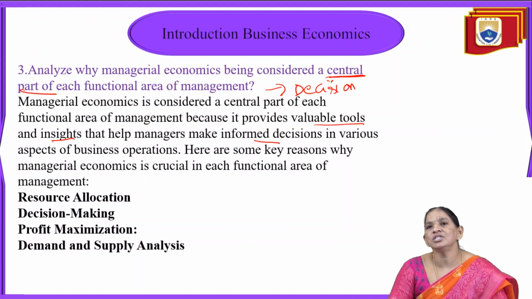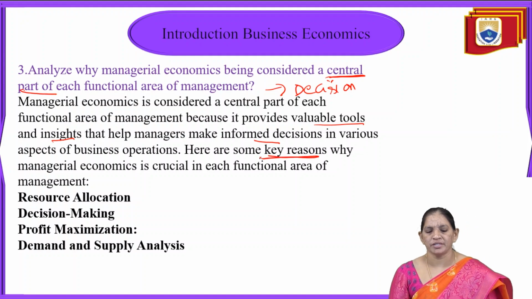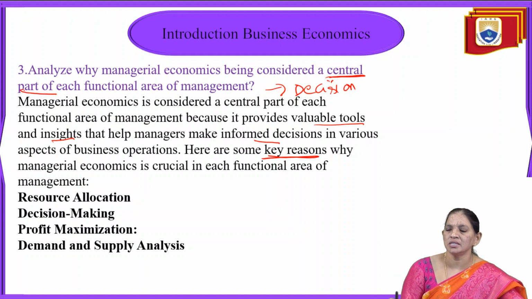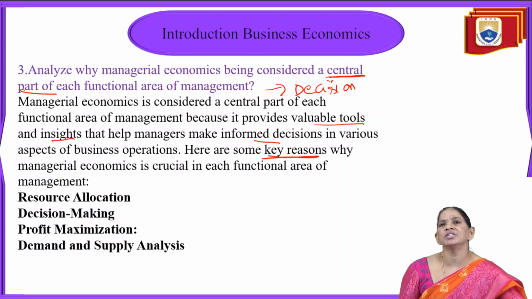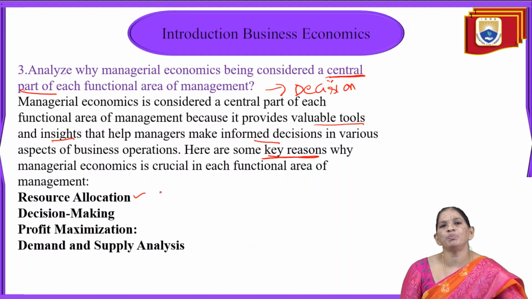Means the decision making must be of an informed nature rather than an informal nature. Means formally we should communicate each and everything to all aspects of the organization. Here there are some key reasons or important aspects relating to why managerial economics is considered a central part of the functional area of management. So the key reasons are: managerial economics mainly depends upon the allocation of resources.